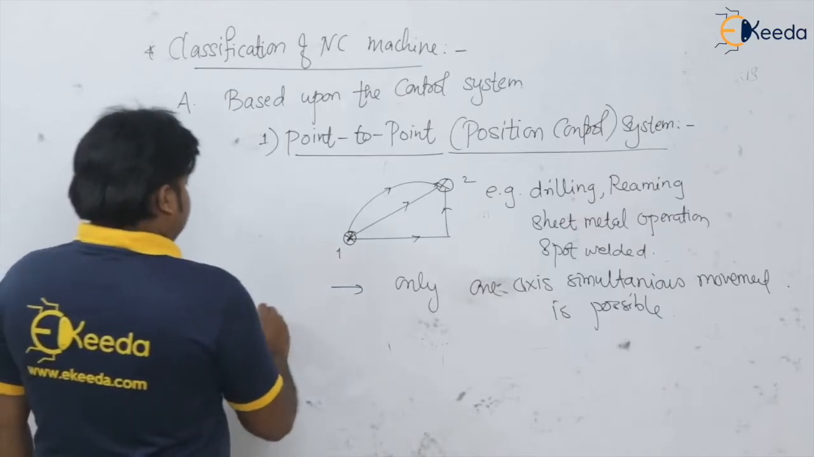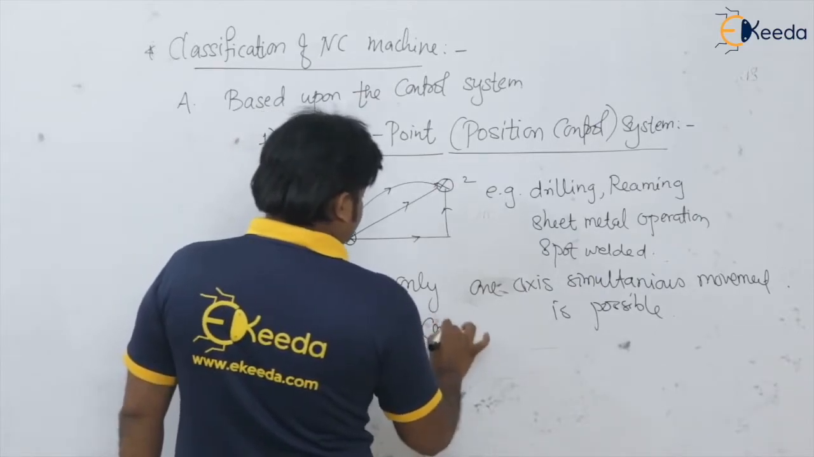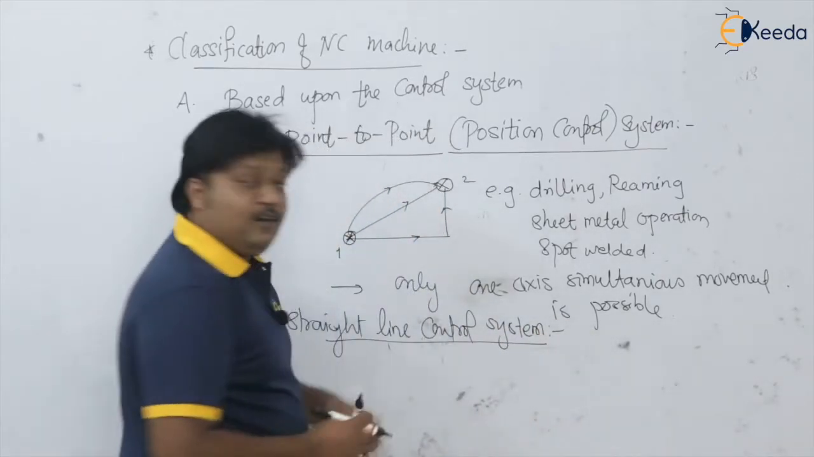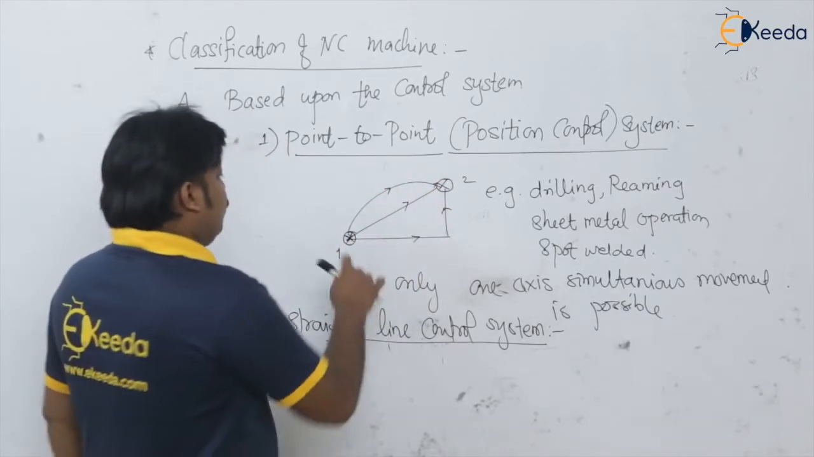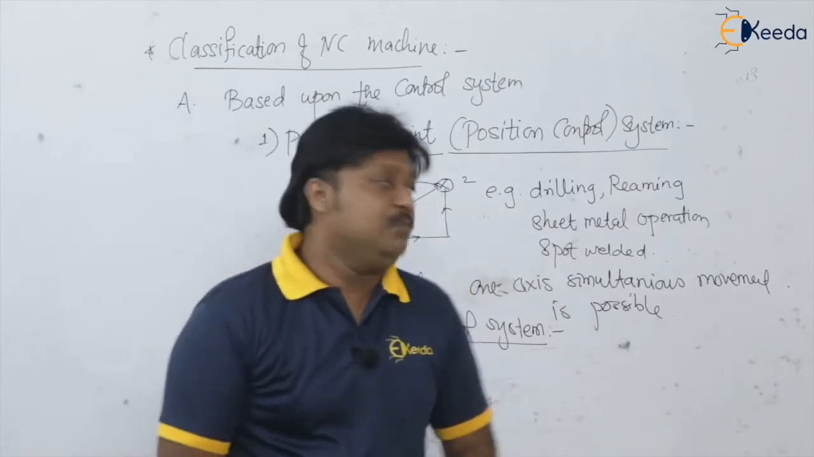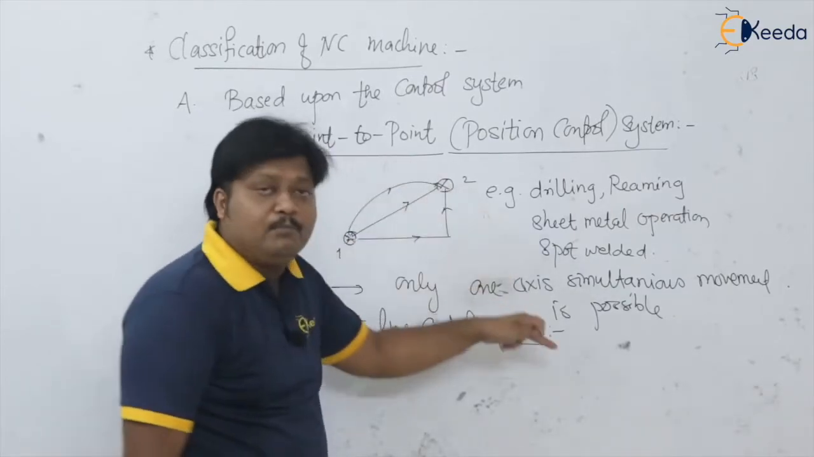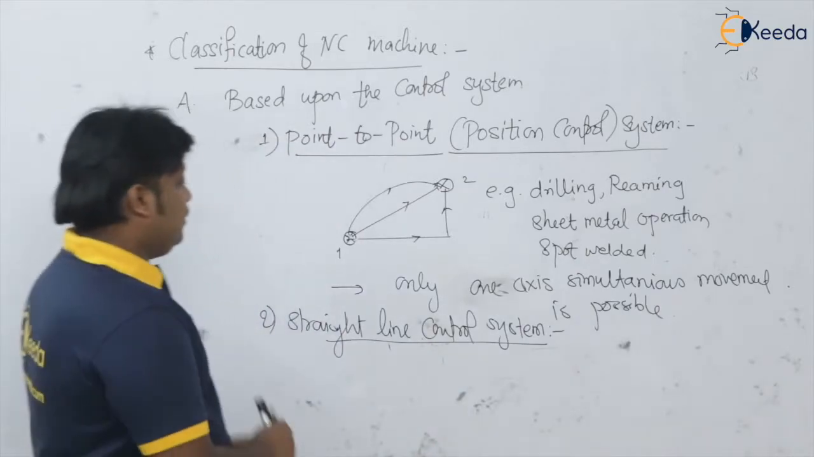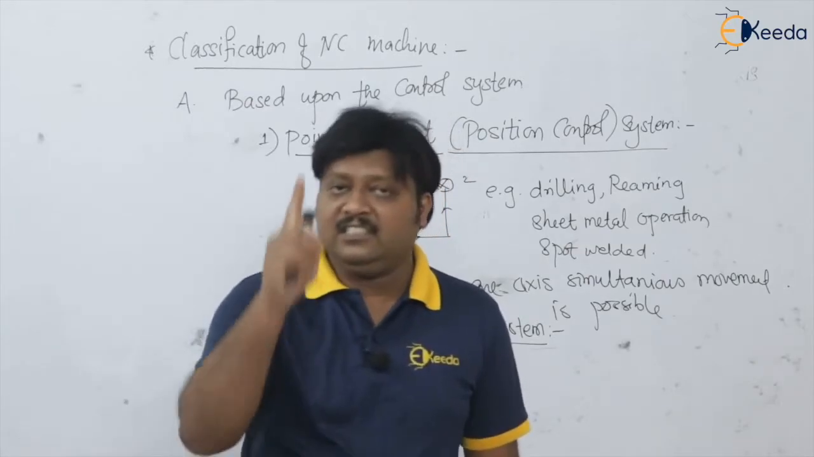And if I talk about the straight line control system, please remember here, along with the endpoints, the path followed by the tool is also important. Along with these endpoints, whatever path is followed by the tool is also important. Then that control system is known as straight line control system. And please remember, here a simultaneous movement of two axes is necessary or required.